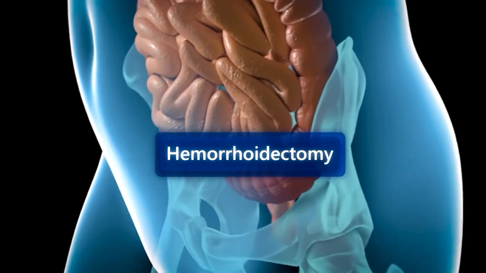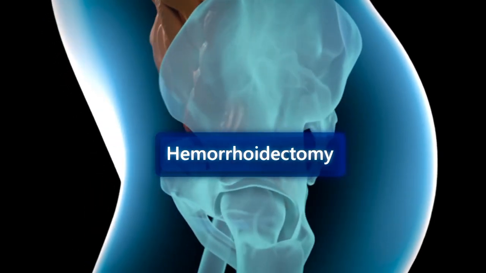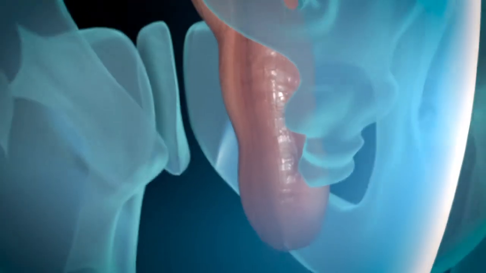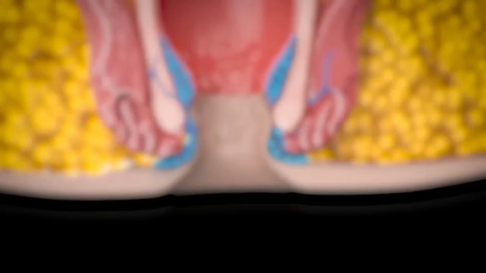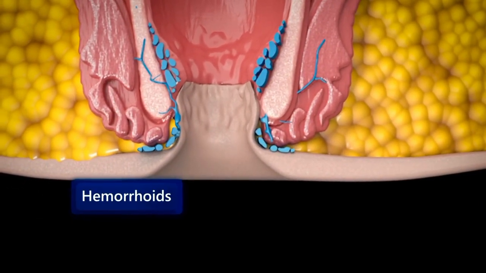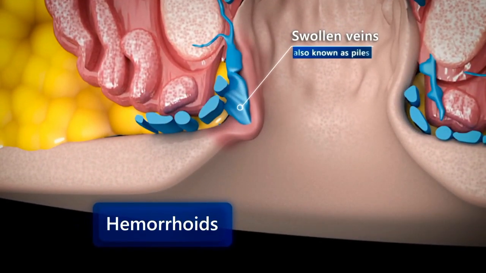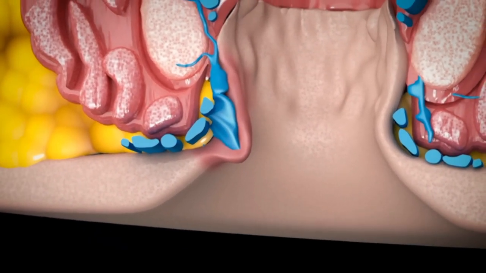Hemorrhoidectomy is a surgery performed to remove hemorrhoids. And your doctor may recommend it if your hemorrhoids do not respond to a more conservative treatment. Hemorrhoids, also known as piles, are swollen veins that appear on the surface of the rectum or anal canal.